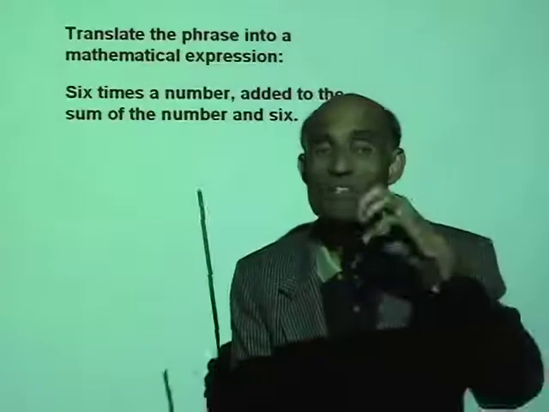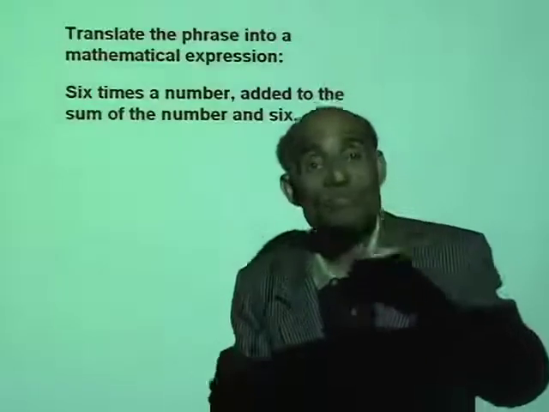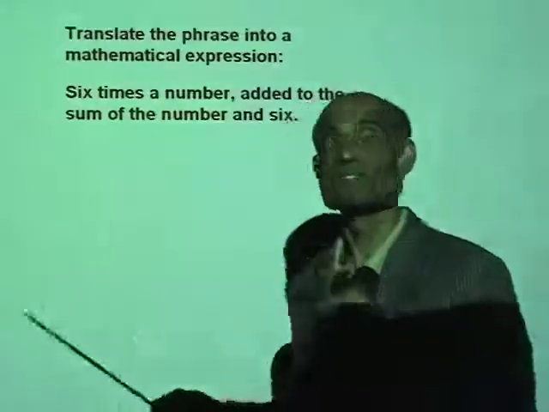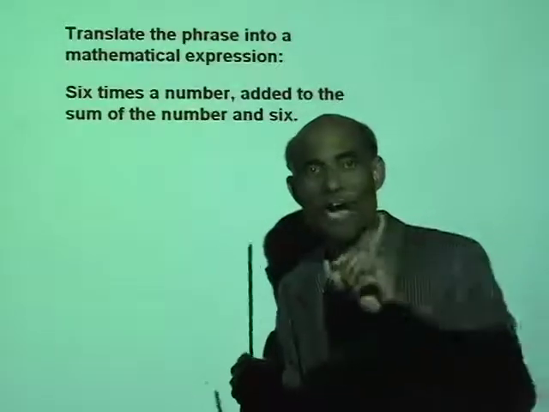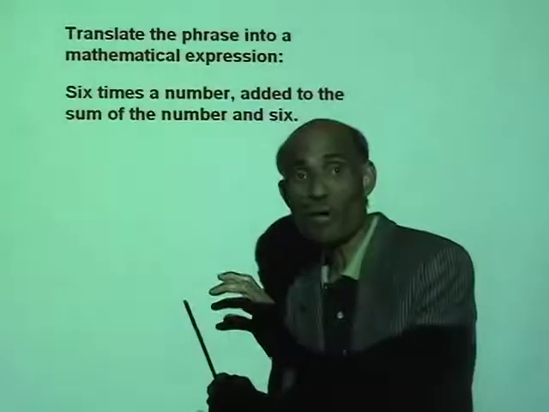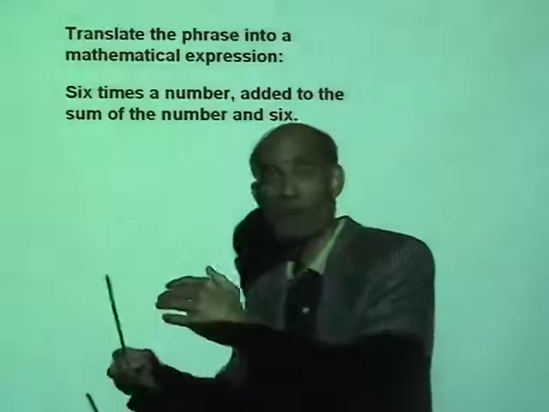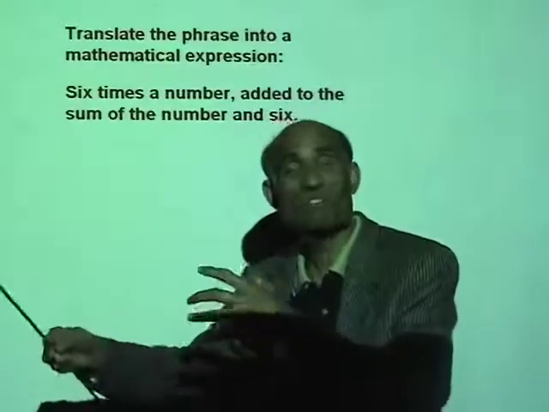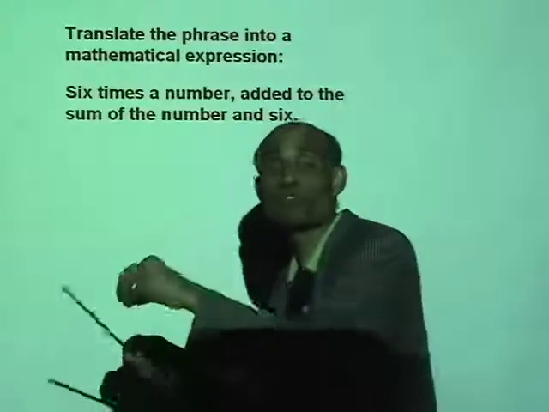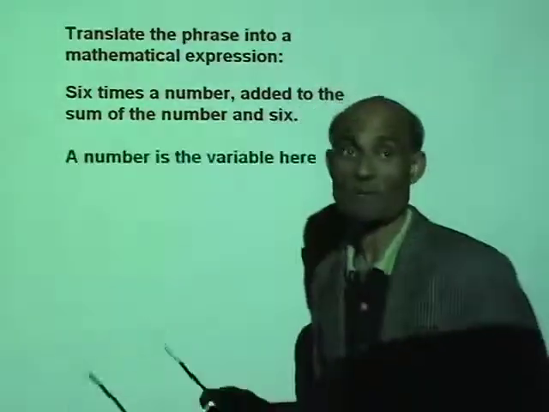The sum of the number and 6 will be x plus 6. So 6 times a number, 6x. Added to what? The sum of the number and 6. The sum of the number and 6 is x plus 6. Okay, let's write that down.